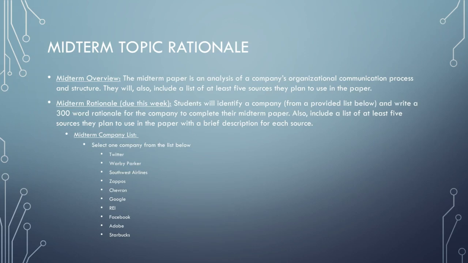And so this week what you'll do is identify the company from the list provided, write a 300-word rationale, which is a 300-word explanation or justification for choosing the company that you would like to look at for your midterm project, and then include a list of at least 5 sources you plan to use within the paper with a brief description for each source. So really what I'm asking you to do is an annotated bibliography if you're familiar with that. I'm looking to see in 300 words why you've selected, for example, Warby Parker and why you think they are a good company to analyze and provide critical reflection on in your midterm paper. And then I'm looking for 5 sources you plan to use with descriptions about each of them.